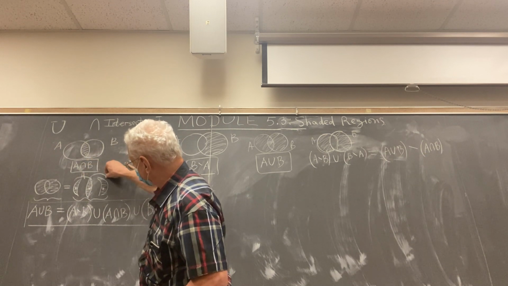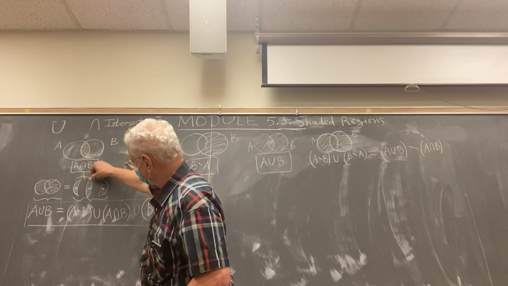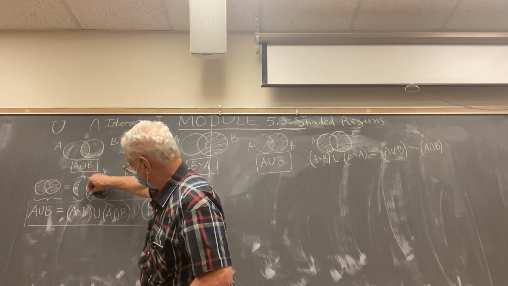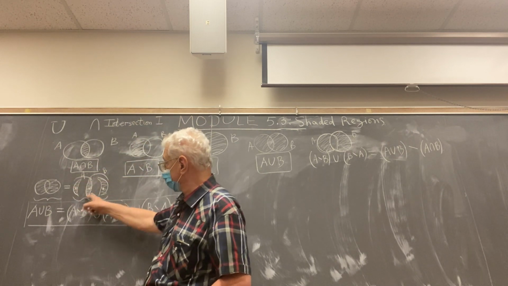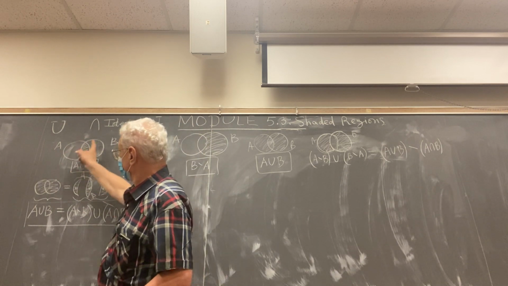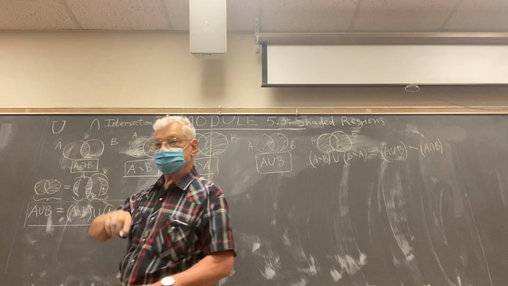And if you take this part, this will be B. And that is what is in common, A intersection B. Right, okay. Got it? So the whole thing is A, this is B, and this is the intersection.